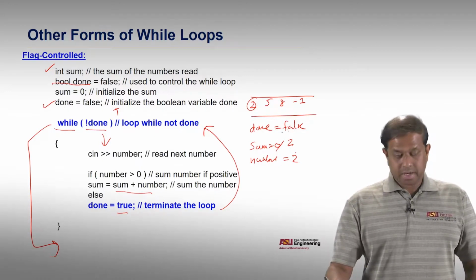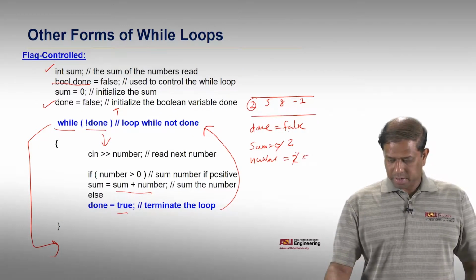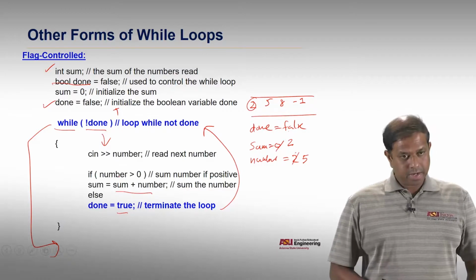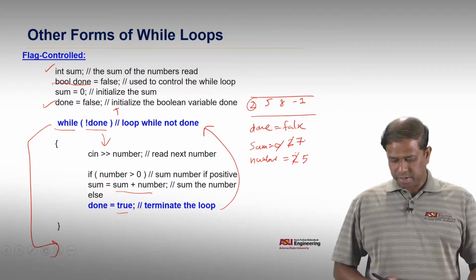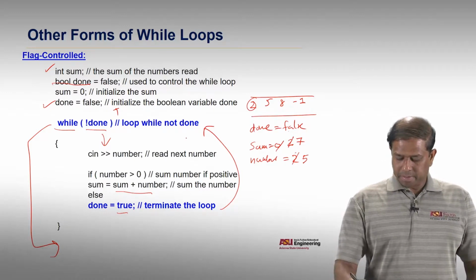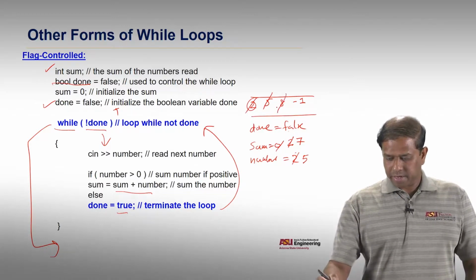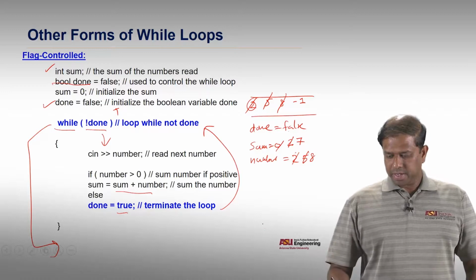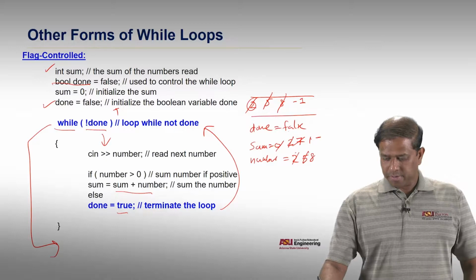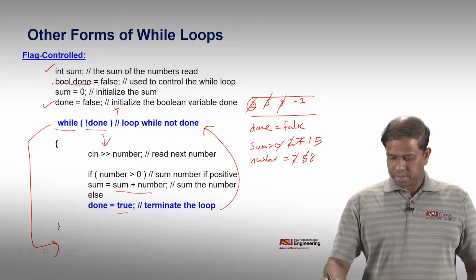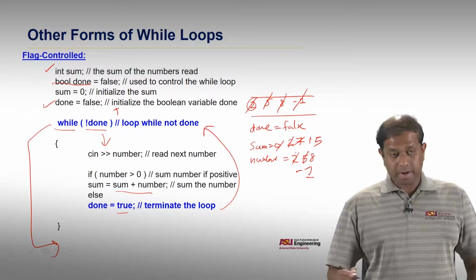When we go back, the done value is still false, so not done is true, so we go ahead and read the second number, which is 5. Then 5 is greater than 0, so that's true, so we add it to the sum, which is going to be 7. Then we come back again, still done is false, so 8 will be read into number, and it will be added to the sum because it's greater than 0, so that's going to be 15. Then we come back, still done is false, so we go ahead and read the next number, which happens to be -1.